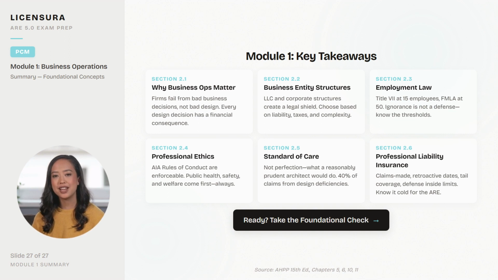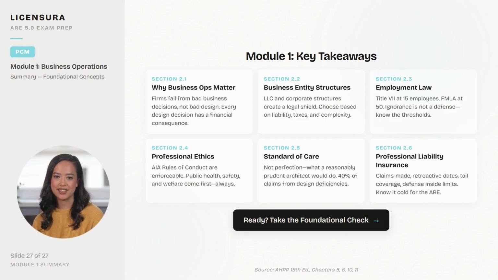Section 2.3 covered employment law, Title VII, the Fair Labor Standards Act, ADA, FMLA, and harassment law. The key takeaway is that ignorance is not a defense. These laws apply whether you've read them or not, and the thresholds matter. Title VII kicks in at 15 employees, FMLA at 50. Know the numbers.